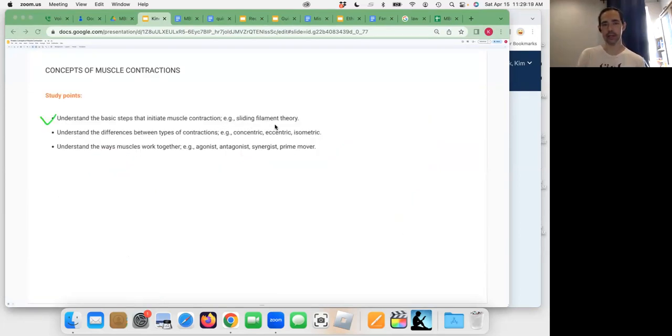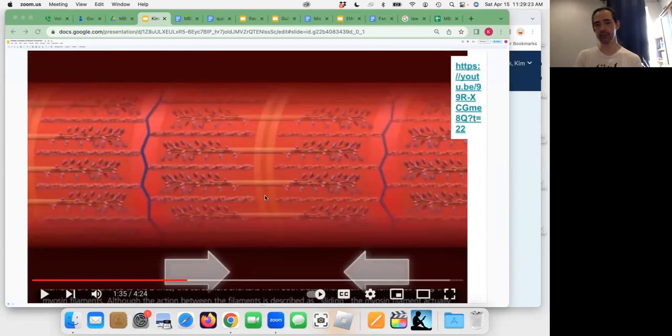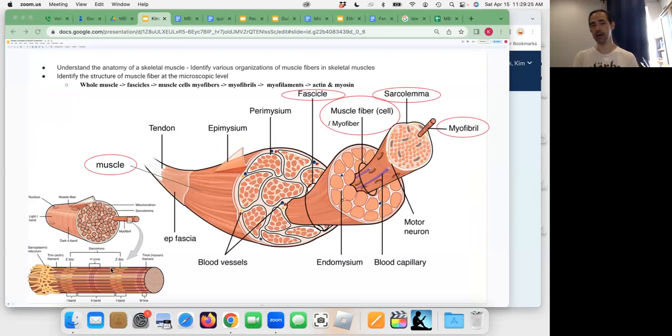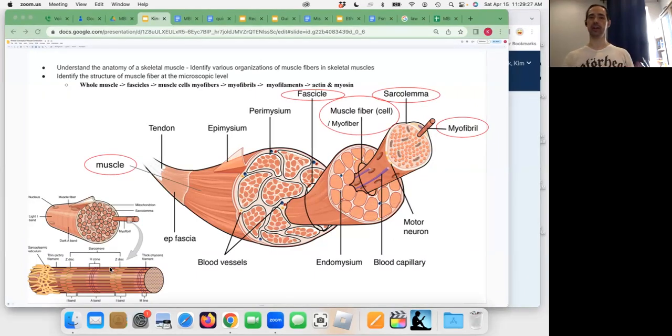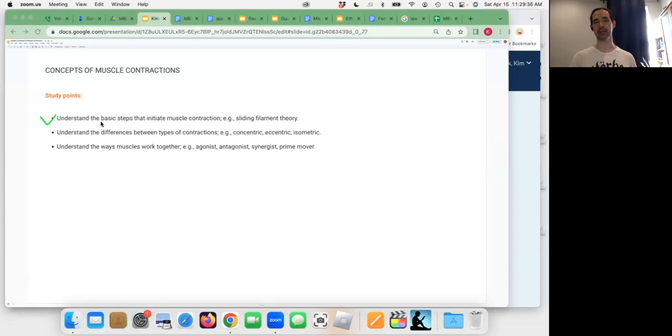Okay, so now the sliding filament theory. This sliding filament theory has several steps. According to the FSMTBE guide, you don't need to know every step, but you do need to know how sliding filament theory works. The only time they mention it is: understand the basic steps that initiate muscle contraction. Example given, sliding filament theory.